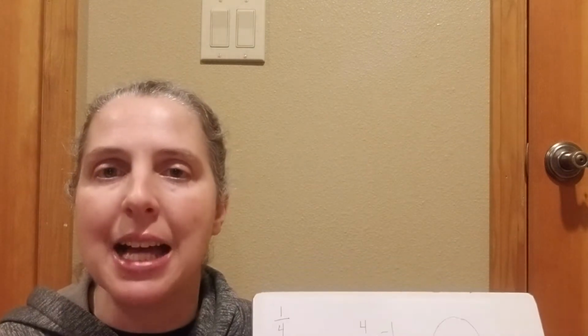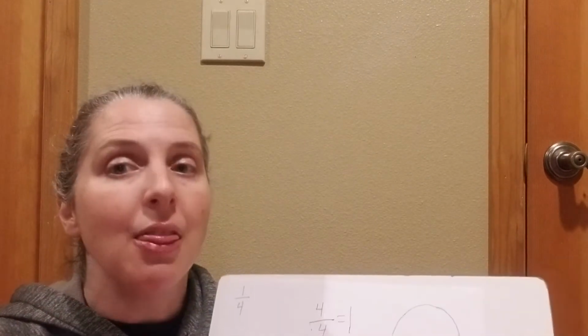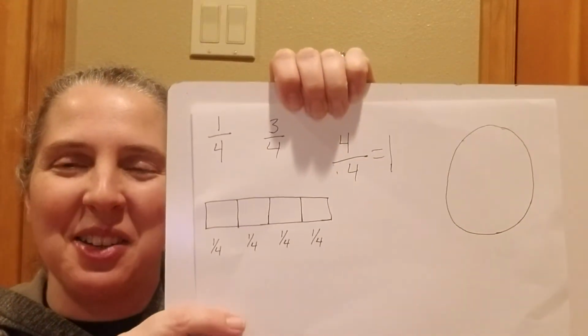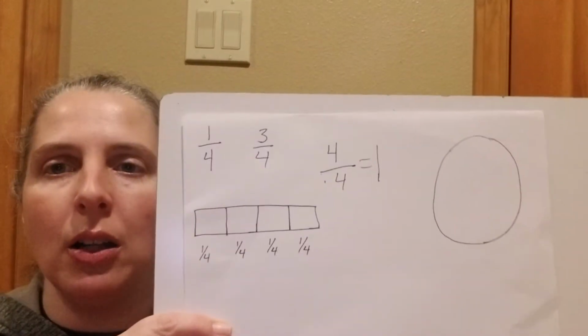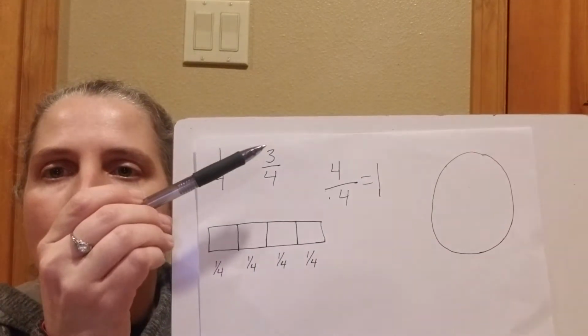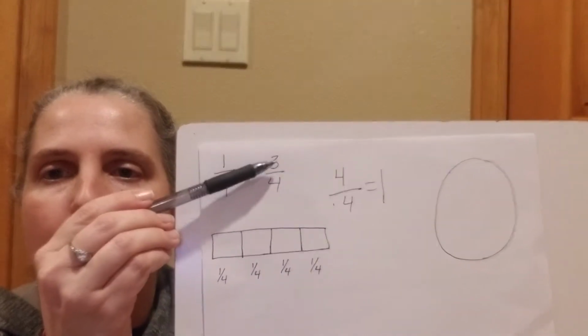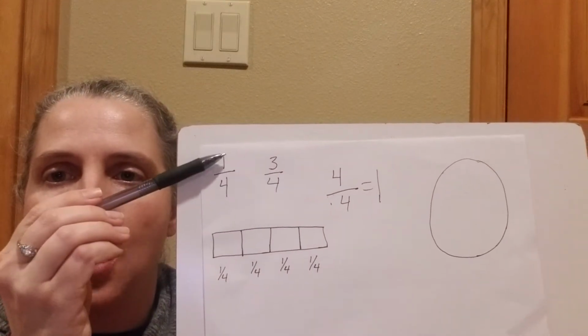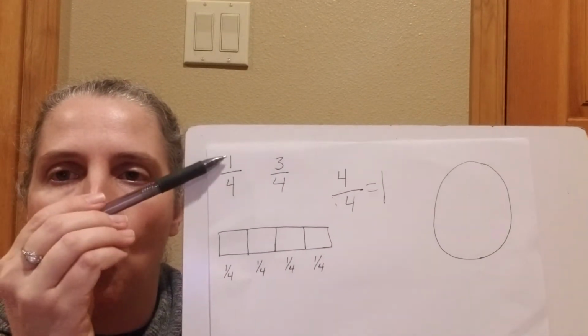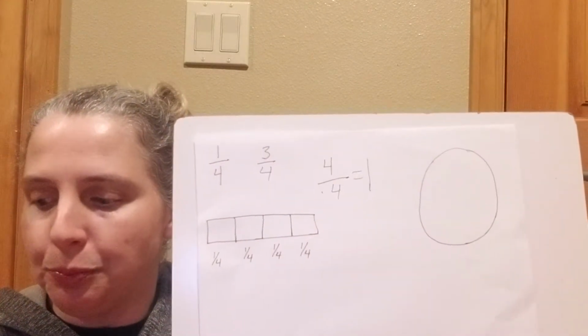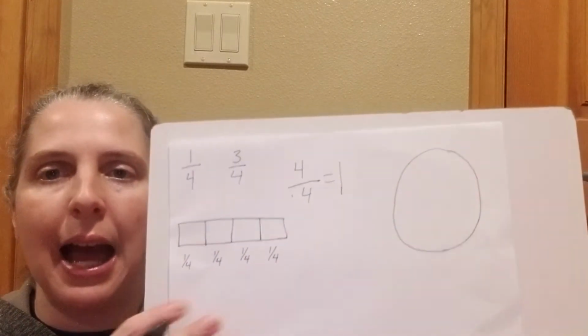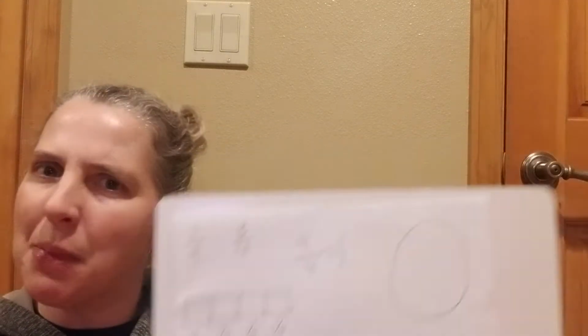How many people are left at the desks? 3. That's our numerator again. 3 out of 4 people are sitting at the desks. Uh-oh. I don't know why it gets blurry like that. Oh, hopefully it gets better. There we go. All right. 3 out of 4 people are left at the desk. So we can read this 3 out of 4, or we can read it 3/4. This is 1 out of 4 or 1/4.